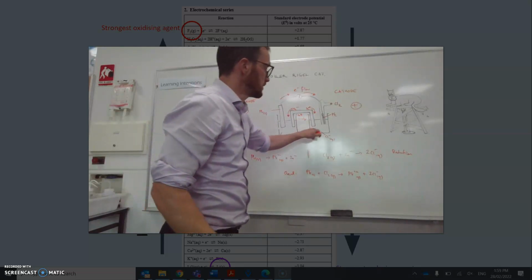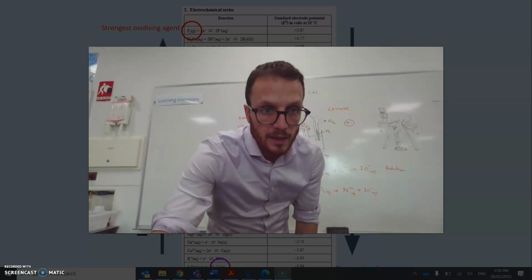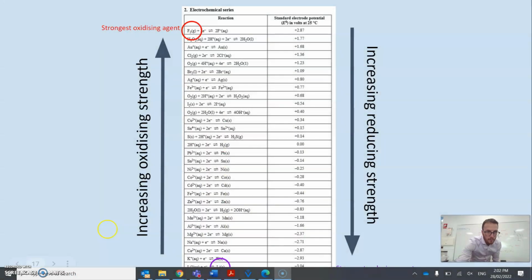So these solutions are our electrolyte, right, and so on. Switch back. Yeah, and go back.